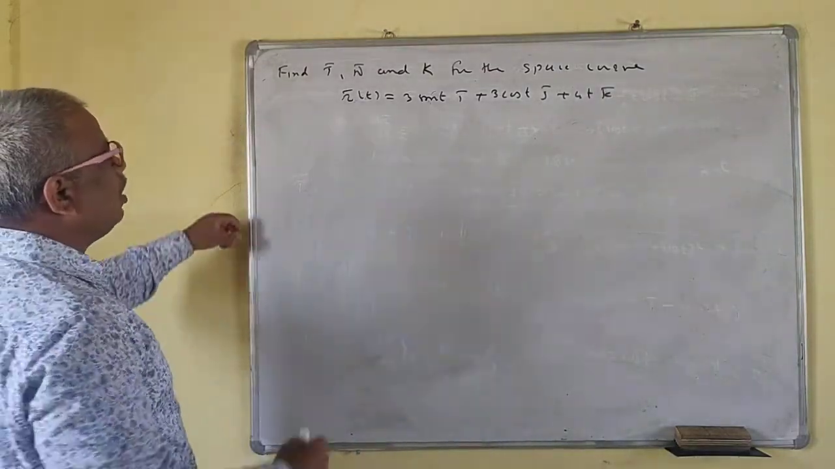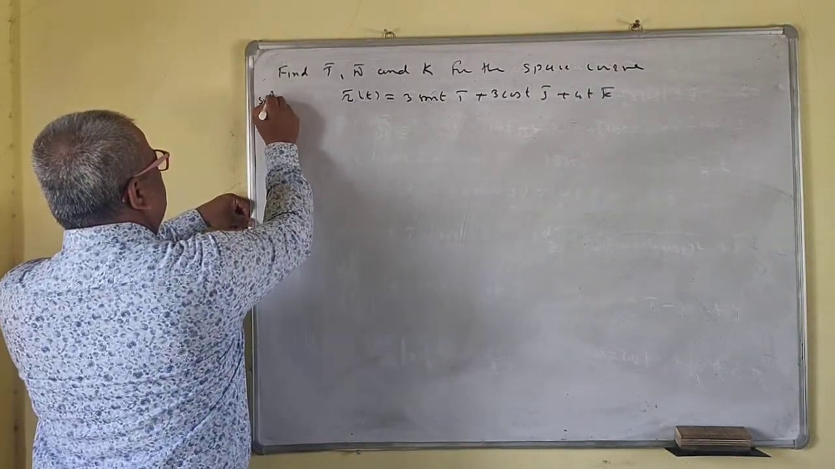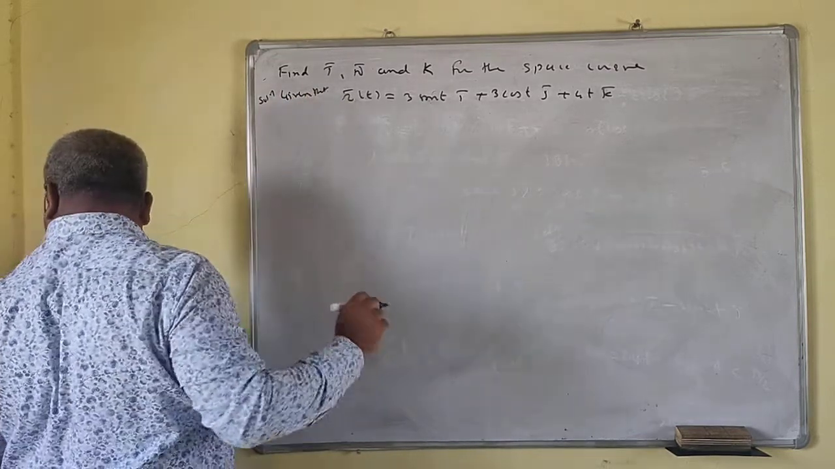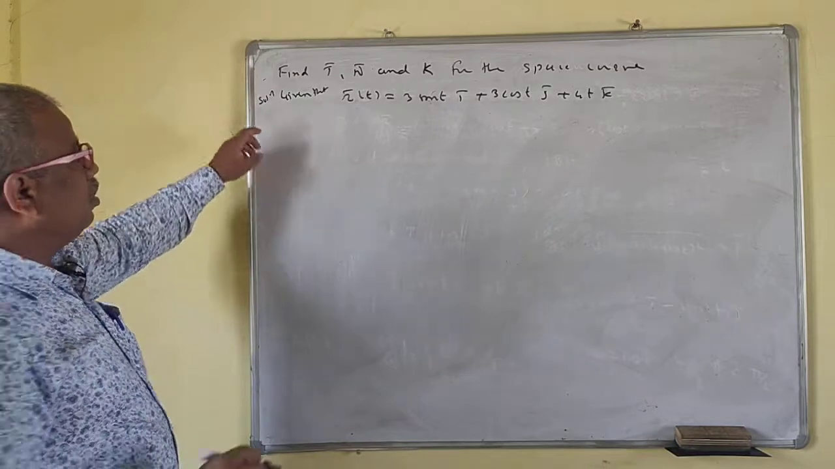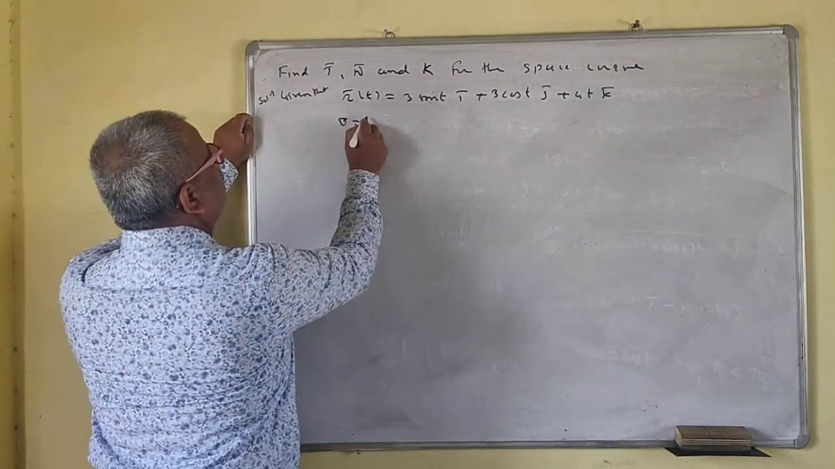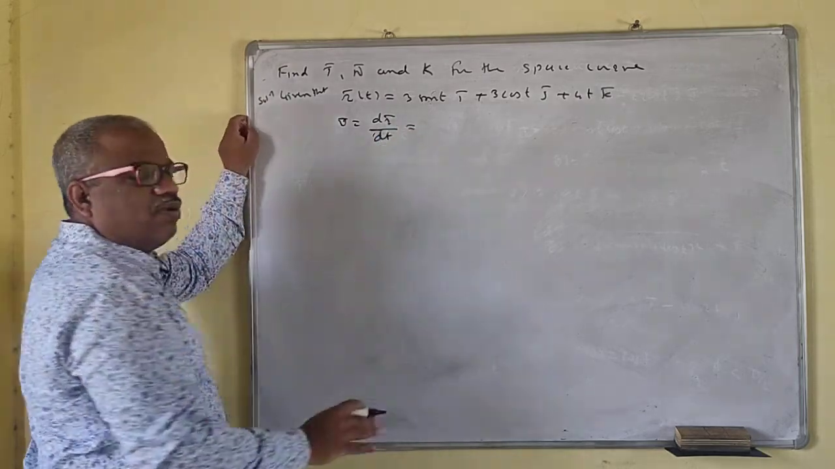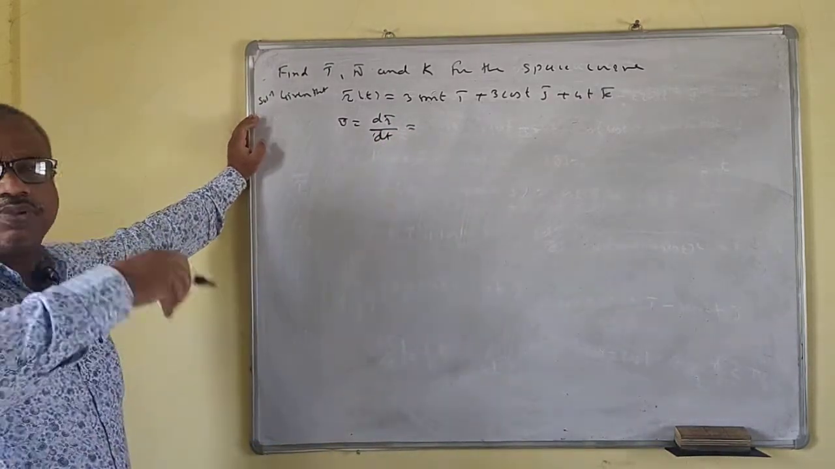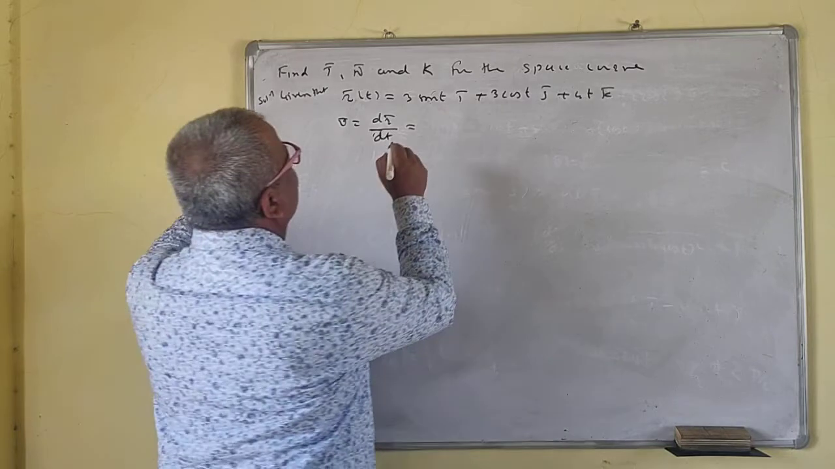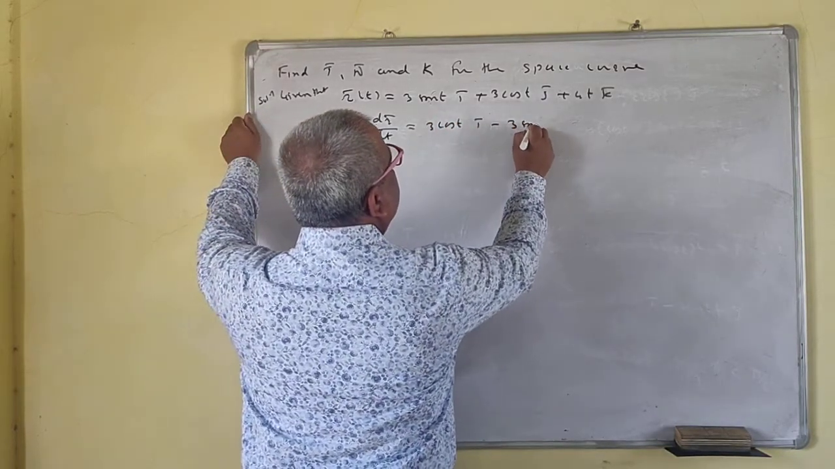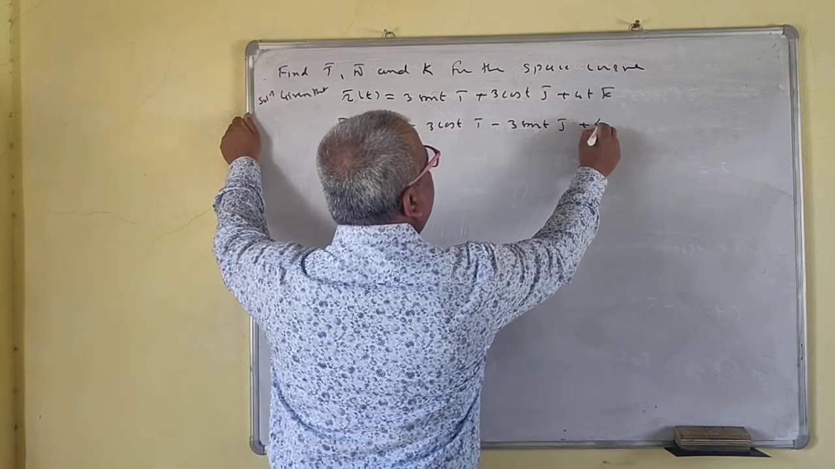Okay. So all of the formulas are the same. Solution: given this. Now we write v bar. V bar is dr bar by dt. All formulas are the same, all the procedures are the same. Only one component is added here. So this is 3 cos t i bar minus 3 sin t j bar plus 4.